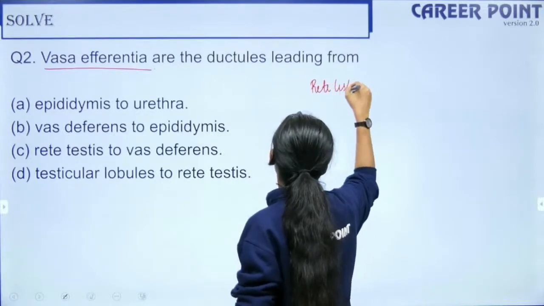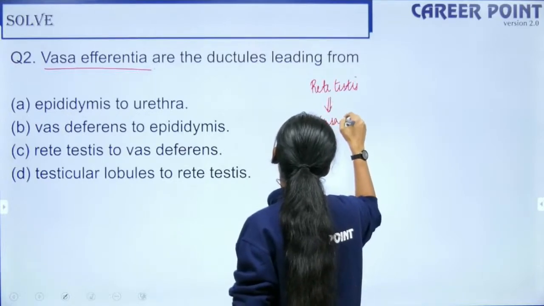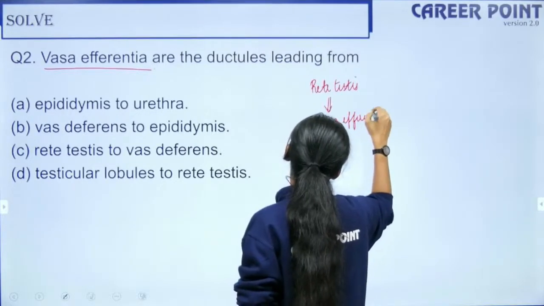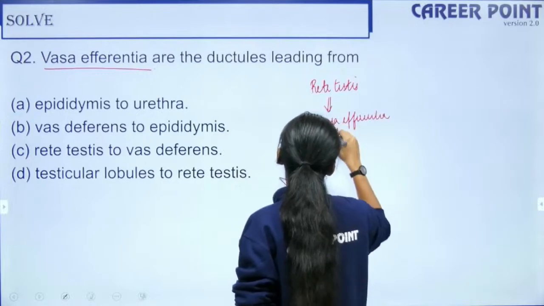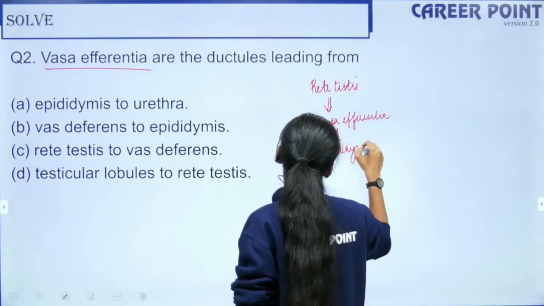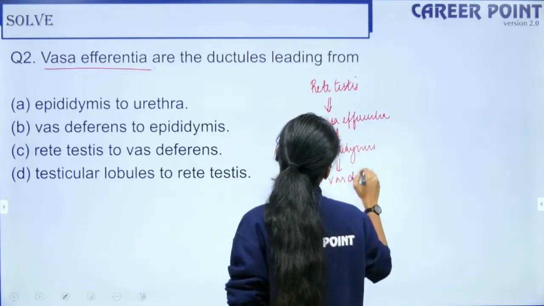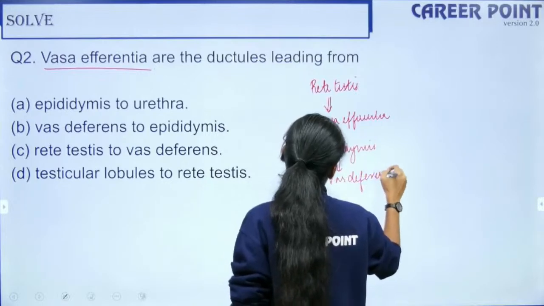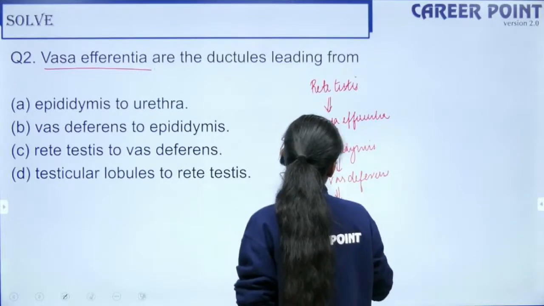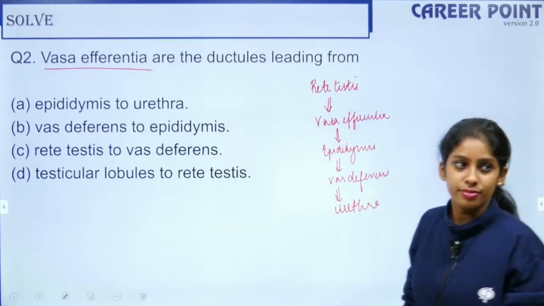So we have rete testis. So we have vasa efferentia. So we have epididymis. So we have vas deferens. So finally it opens out into the urethra. So now tell me which is right.